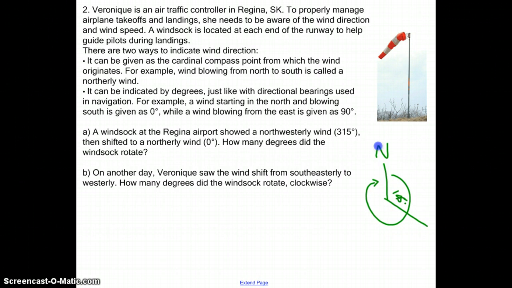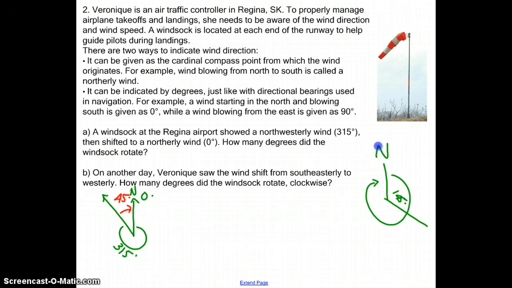True bearing. So here, part A, we have a wind stock at the Regina Airport that showed a northwesterly wind of 315 degrees, then shifted to a north wind of 0 degrees. How many degrees did the wind stock rotate? So this north would be 0 degrees, and it was here at 315 degrees. So how far then did it have to go to get back to north at 0? 45 degrees, good.